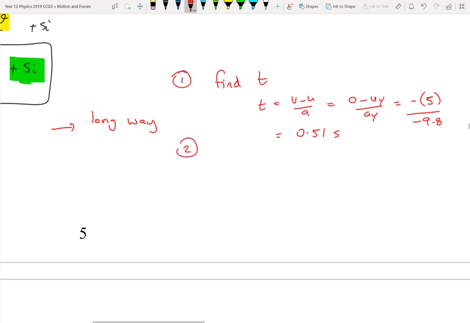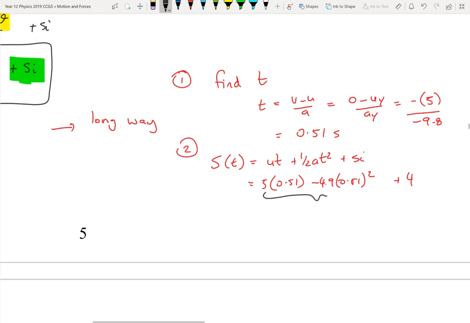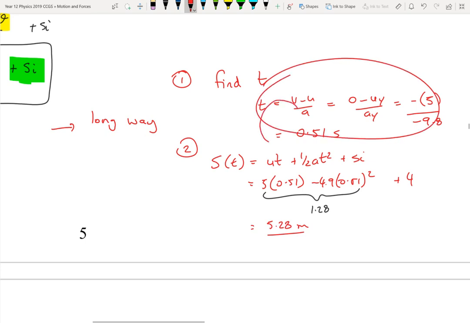And then you could, step 2, throw that into s of t equals ut plus half a t squared plus s initial, and you throw everything in. 5 by 0.51 minus 4.9 by 0.51 squared plus 4. All of that would give us 1.28, and then we add the 4, which becomes 5.28. So it's one extra step, which you don't need to do because we substituted that into this equation to get that nice equation that's in the box.